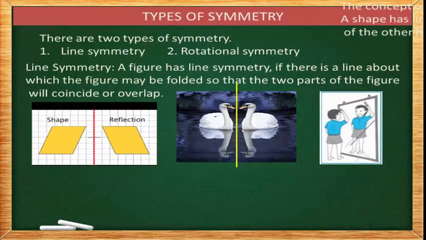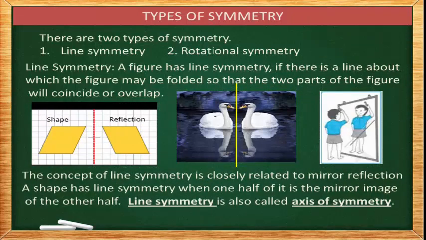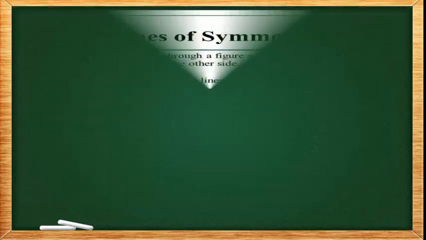In the first picture, you can see a shape and its reflection. And you can see a boy standing in front of the mirror and seeing his reflection. Now, this reflection is also called mirror reflection. The concept of line symmetry is closely related to mirror reflection. A shape has line symmetry when one half of it is the mirror image of the other half. Line symmetry is also called axis of symmetry.